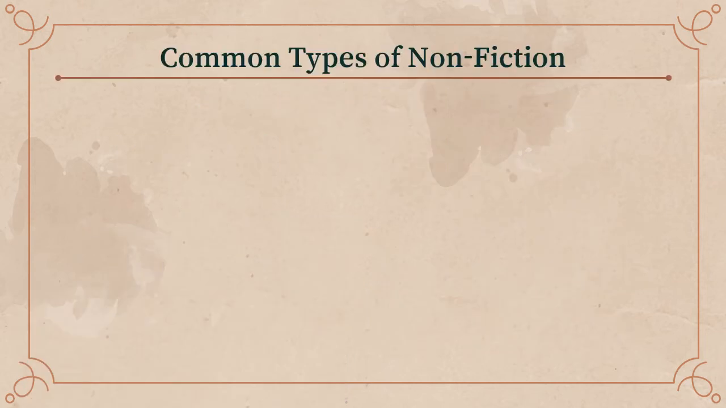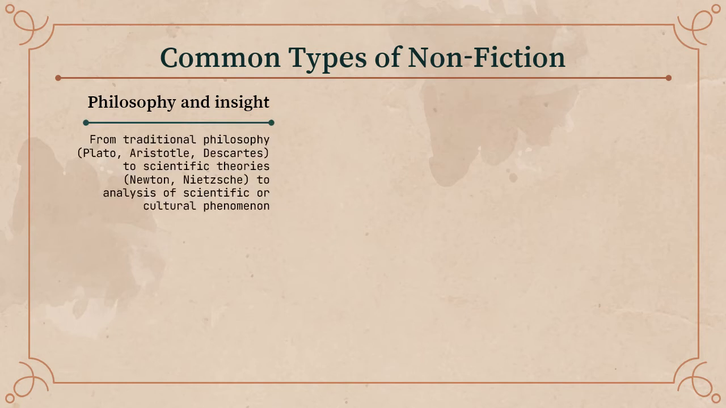Next is philosophy and insights. These books are a close cousin to academic texts, and many of them are published by university-affiliated publishing houses. This genre runs the tradition from traditional philosophy such as Aristotle, Descartes, to modern and scientific theories such as Newton, Nietzsche, to analyze scientific or cultural phenomena.